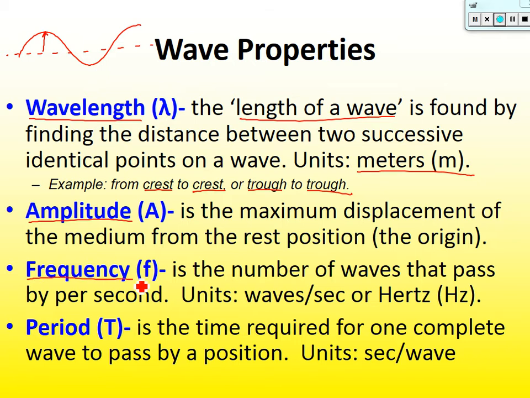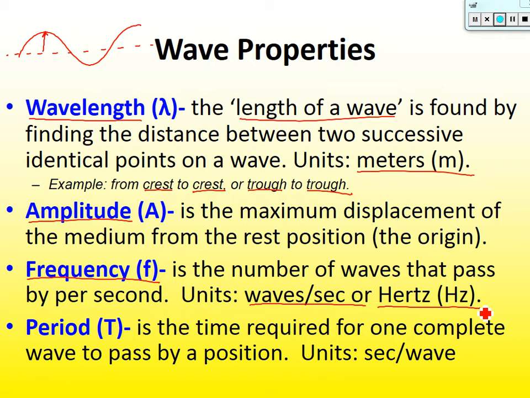Okay, frequency. This one's going to be very important. Frequency is given as finally a symbol that makes sense, right? F is the symbol for frequency. It's the number of waves that pass by per second. So if you look at the units for frequency, it's waves per second. Waves divided by seconds. But you will never see that in physics textbooks. Most physics textbooks will write the units as what? Hertz. It means the same thing. Hertz is waves per second.